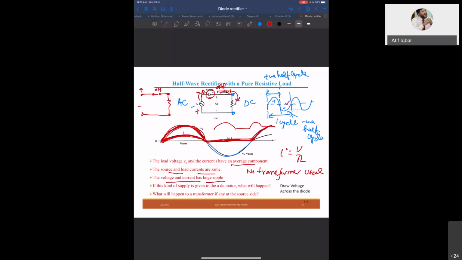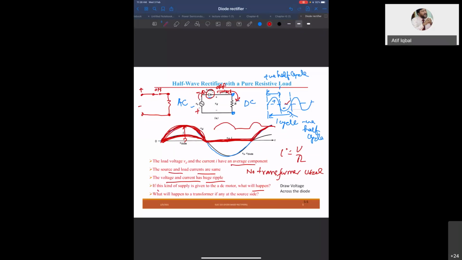Voltage and current have huge ripple, because you see, the ripple is equal to the peak value. If this kind of supply is given to a DC motor, what will happen?